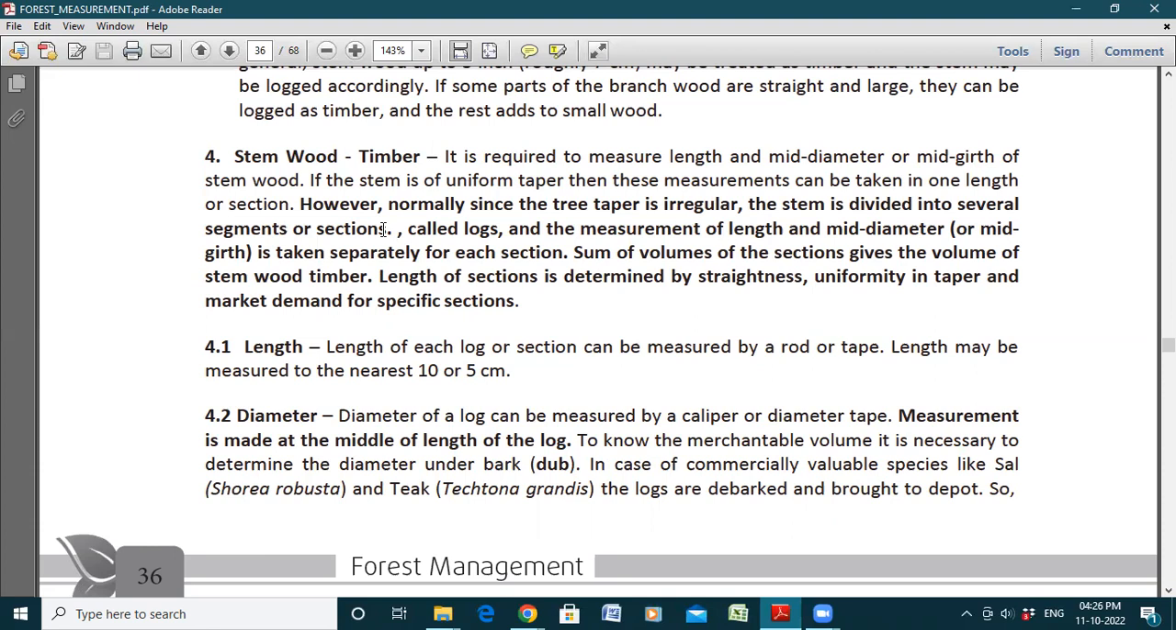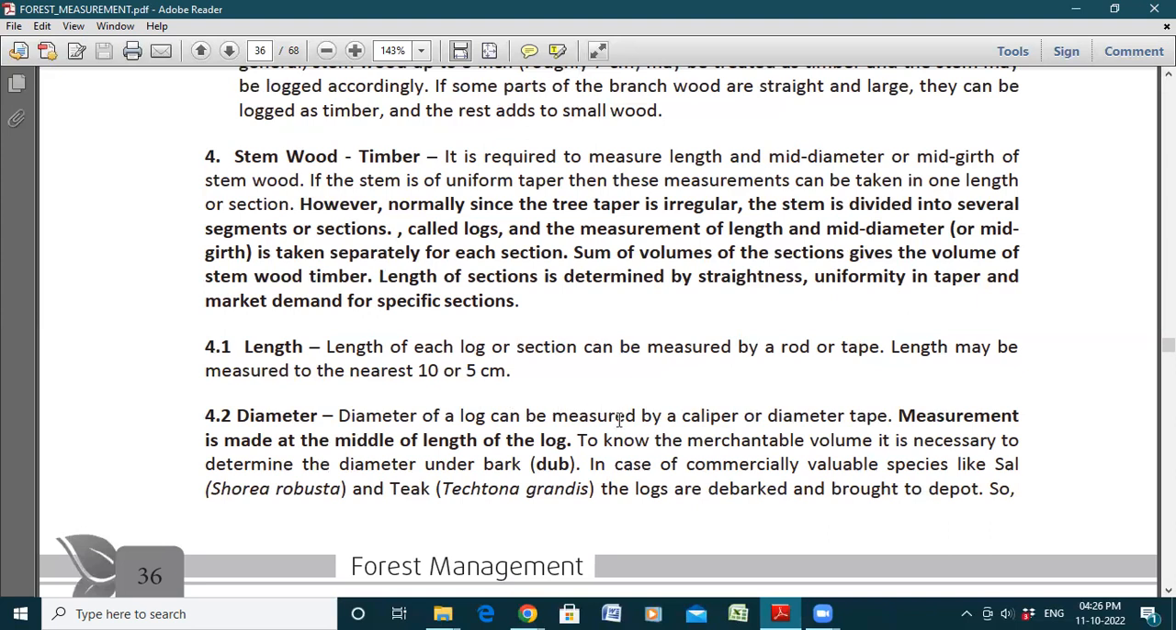Length of each log or section can be measured by a rod or tape. Length may be measured to the nearest 10 or 5 centimeters. Diameter of a log can be measured by a caliper or diameter tape. These instruments should be remembered as they are very important and can be asked in the examination.